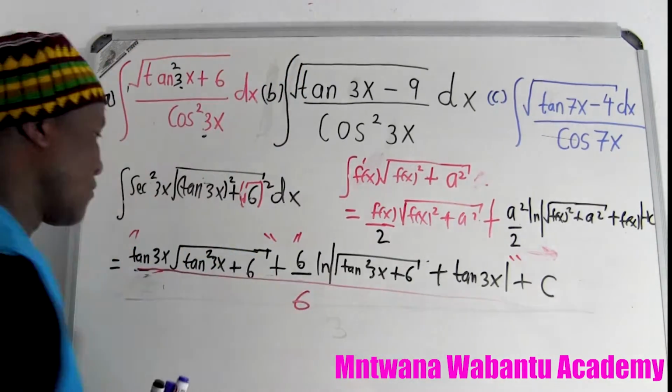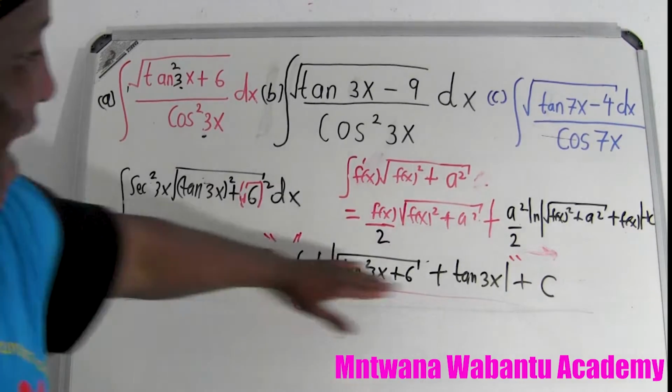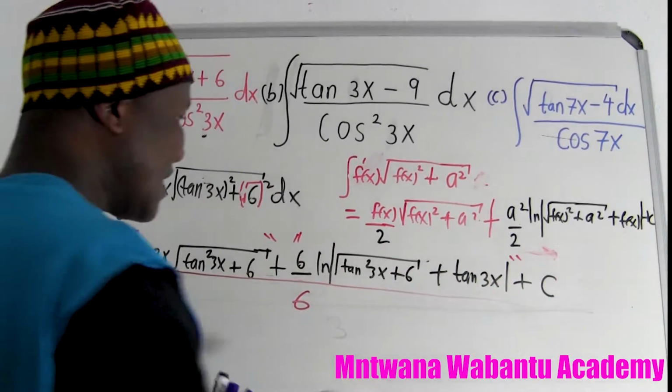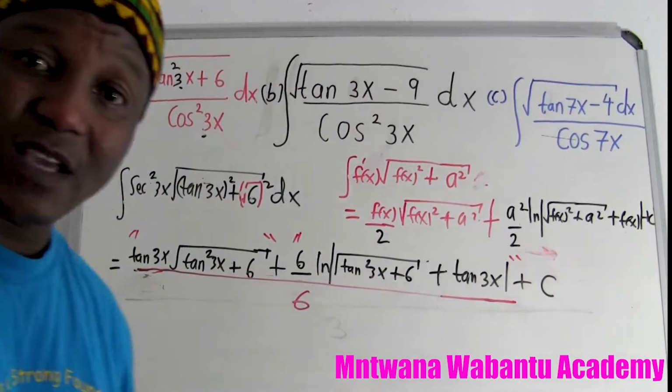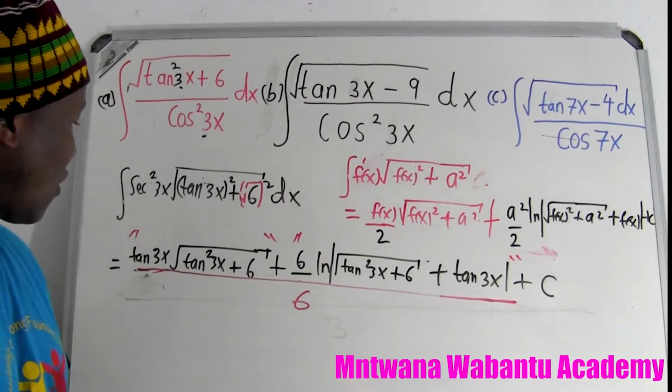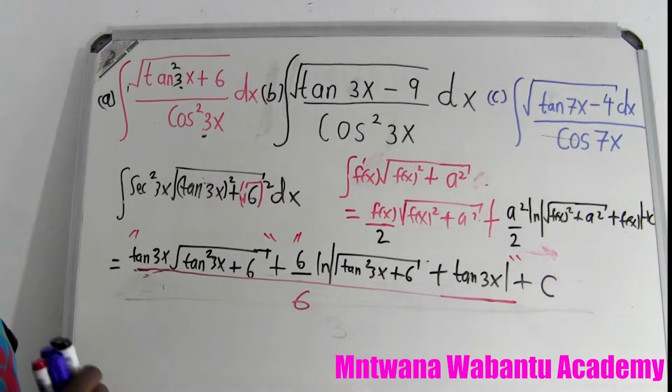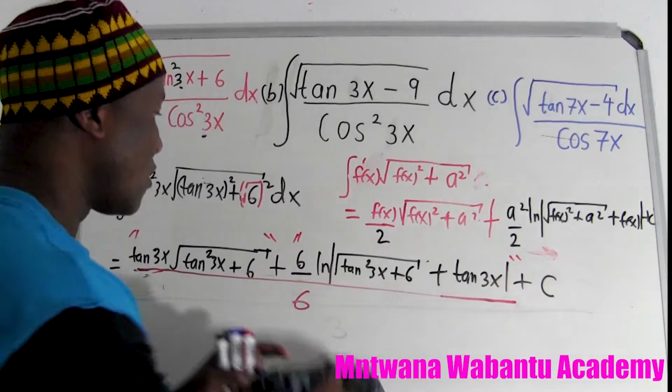Over 6. One line over 6 will plus constant, because this top here over 6, they will plus c. So we're done with the first equation. So now we want to go for the second question. Yes, let's go.